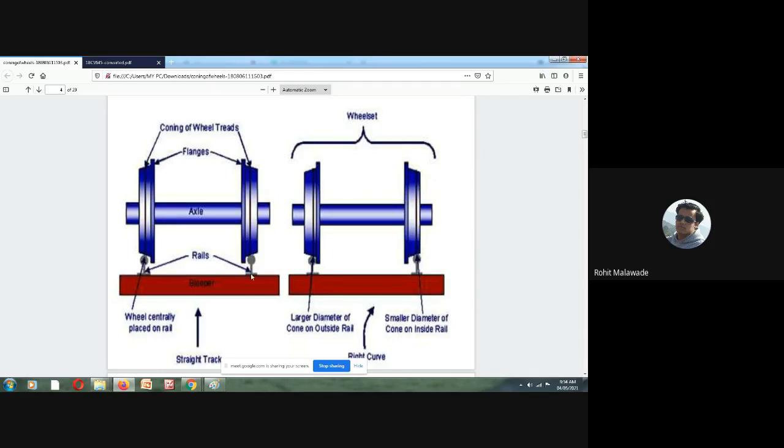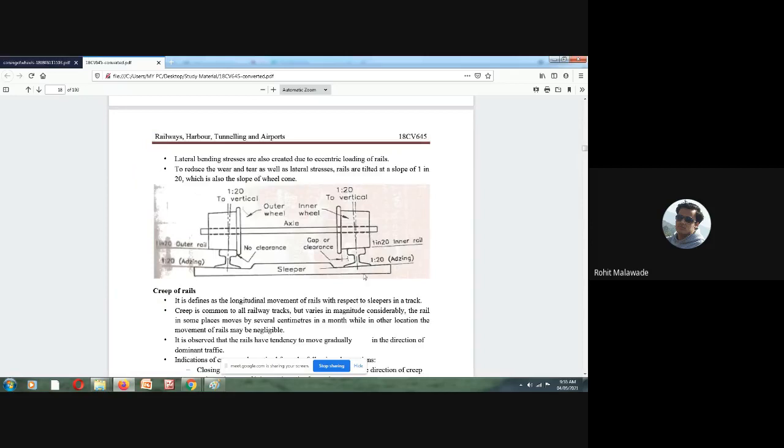Okay, so what will happen? In order to avoid that, we need to provide the base plate, and also we need to provide the slope to the sleeper. This particular effect, whenever we provide the slope to the rails and the sleepers, we call it edging.